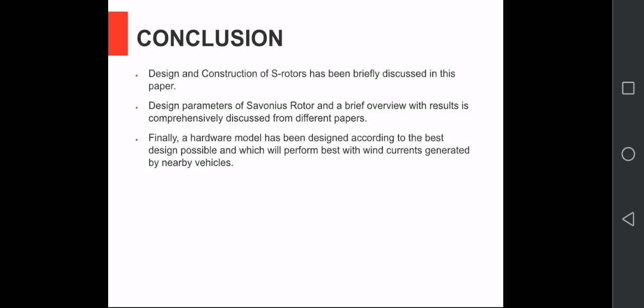So the conclusion, as you can already conclude by yourself, is that the design and construction of the S-rotor has been briefly discussed in this paper. The design parameters were briefly overviewed with results discussed from different papers. You can check out our detailed paper as well. We have included many theories and many results from other papers as well. And finally, a hardware model has been designed according to the best design possible, which will perform best with the wind currents generated by nearby vehicles.